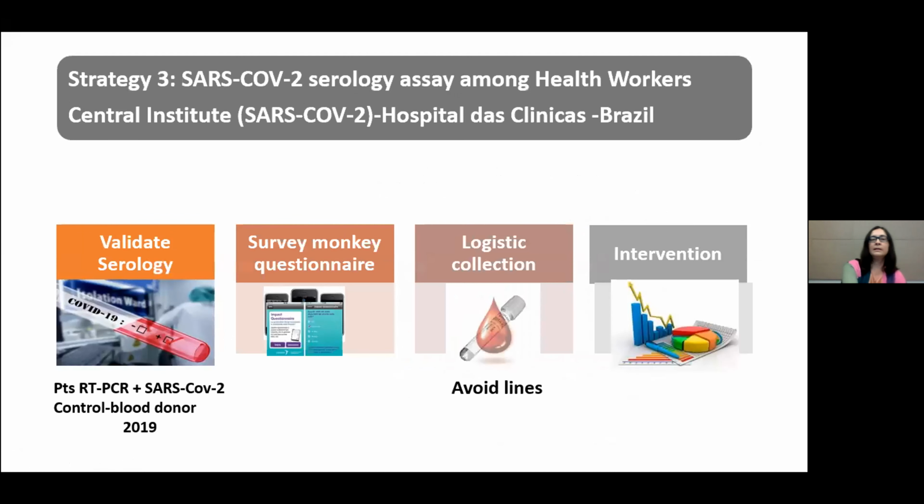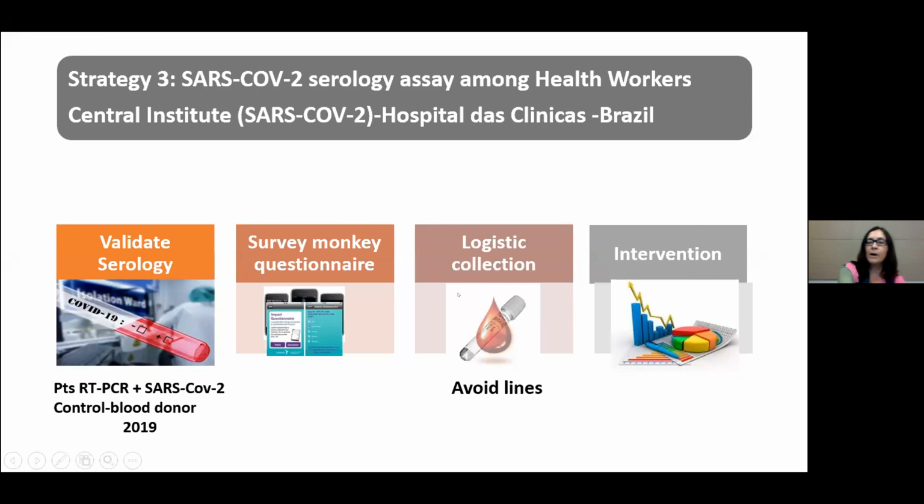So the third strategy was to provide a serology assay to the workers at this COVID-19 building, that is the Central Institute at Hospital das Clínicas, Brazil. The first step was to validate the serology. So we used patients positive by PCR and, as controls, blood donors from the last year. Then we set up a SurveyMonkey questionnaire that was offered to the health workers.